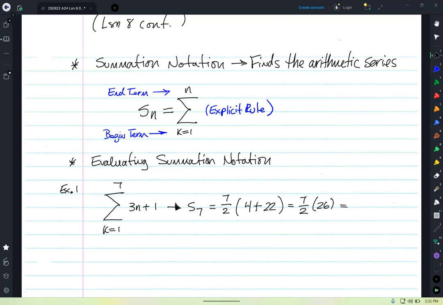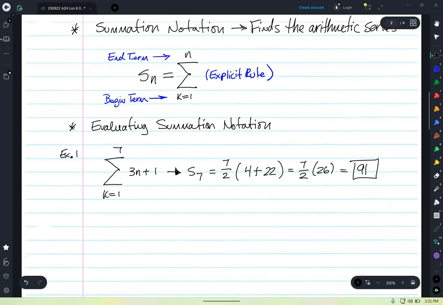I can cross cancel the 26 and the 2. Gives me 13. 7 times 13. 7 times 10 is 70. 7 times 3 is 21. 91. Okay, what we're saying is if I take the first 7 terms of the sequence, I should get 91.